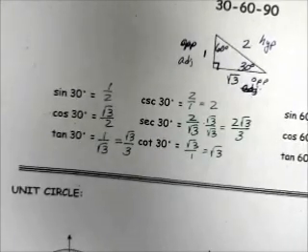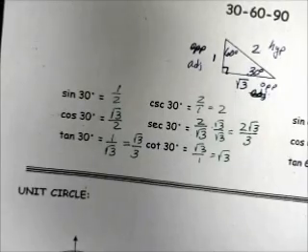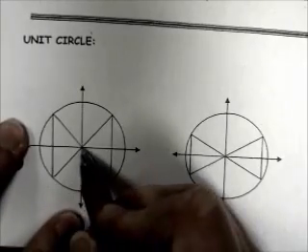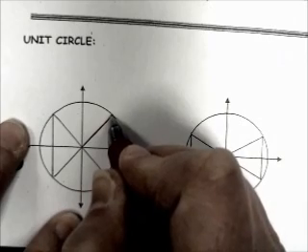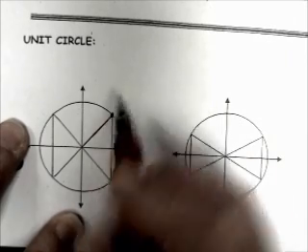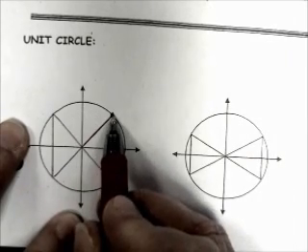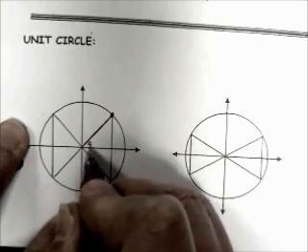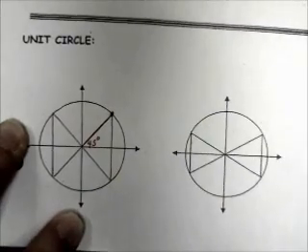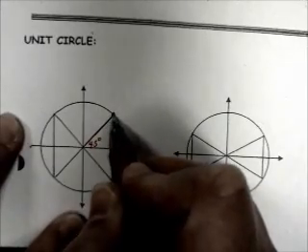Now, let's look at this on the unit circle. So I have here an angle drawn in quadrant 1. All right. This actually divides the first quadrant in half. So this is a 45-degree angle that we have here. What are the coordinates of this point?